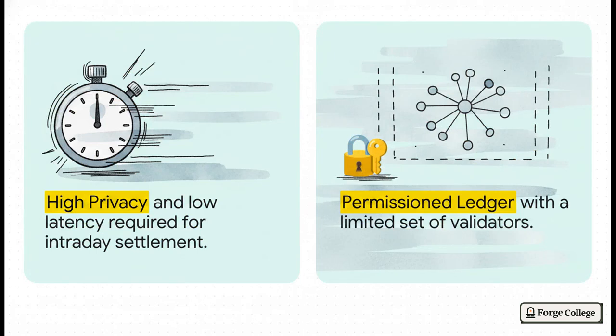So when you compare that need for high privacy and incredibly low latency against the available mechanisms, the choice becomes pretty clear. Intraday settlement windows require blazing speed, which means you have to use leader-based protocols, and that dictates your architecture, a permissioned ledger with a strictly limited set of validators. Not every institution gets to run a validator node in this scenario. Some will just run light clients to maintain that low latency.